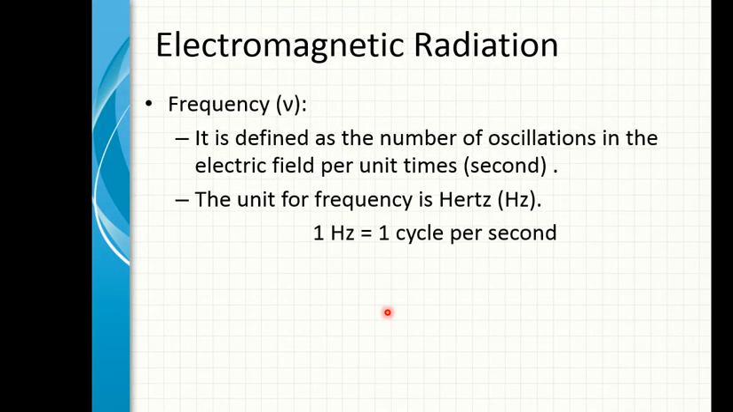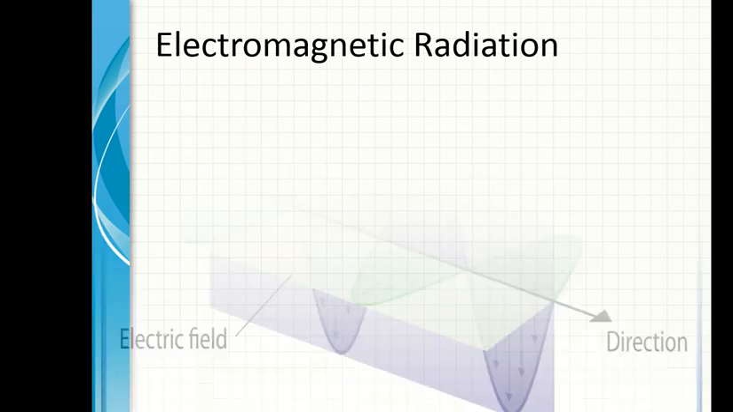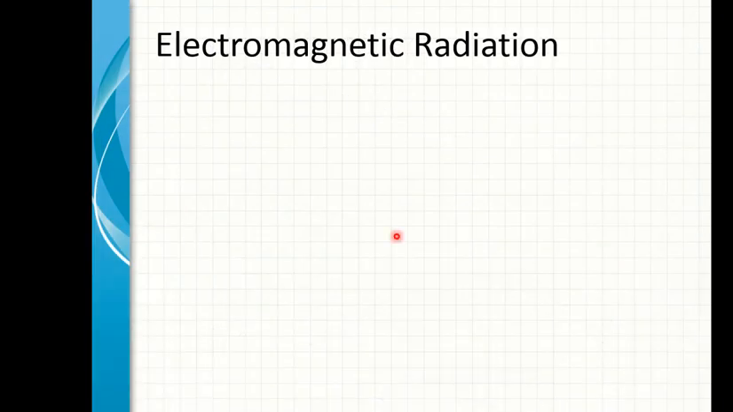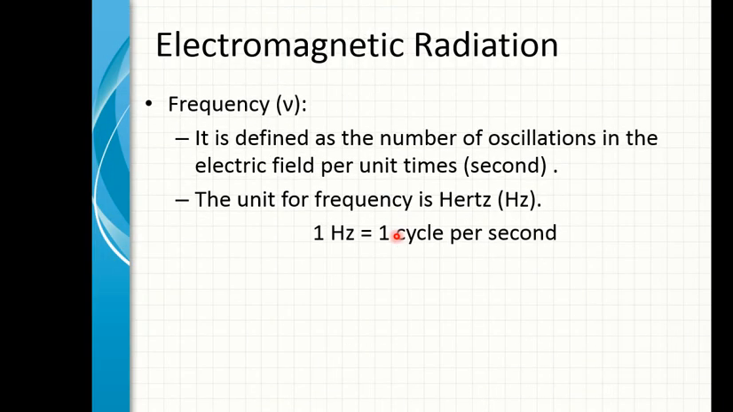Frequency is defined as the number of oscillations in the electrical field per unit time. Frequency is measured in hertz, where 1 hertz equals 1 cycle per second. This is 1 cycle, so this is 1 cycle per second. How many cycles per second this radiation can produce is the number of oscillations per unit time.